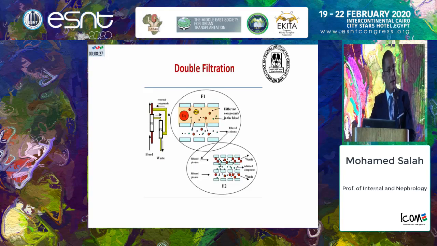Double filtration, easily, is that when you use the plasma filter, you filtrate the desired substances to be filtrated, the bigger one, and some of the small molecules that you don't want to lose. Then these filtered substances, again, are run through another membrane with smaller pores where the big molecules are entrapped and the smaller molecules are returned back to the patient, so you are not depriving the patient from the important factors that you don't want to get rid of.